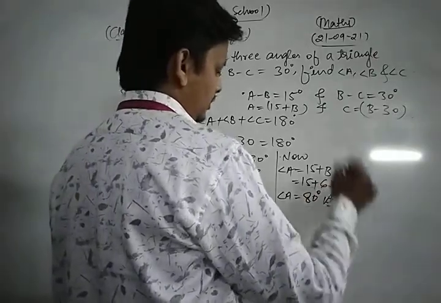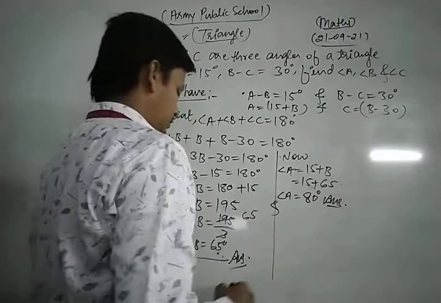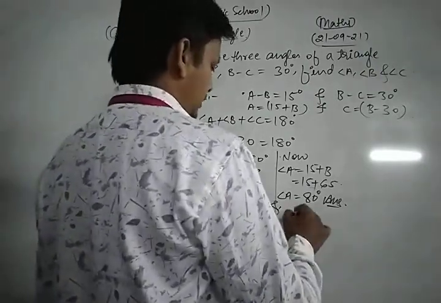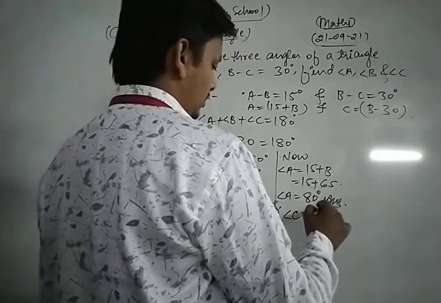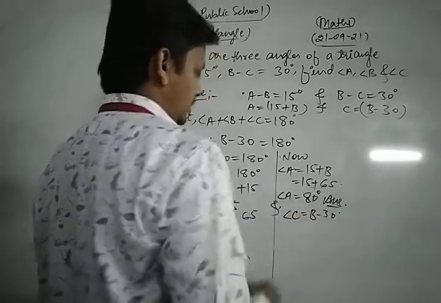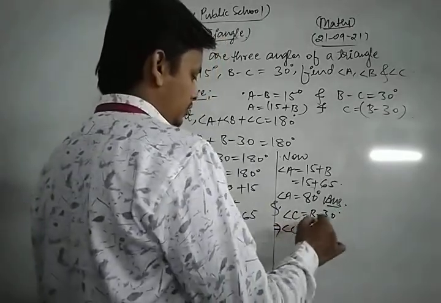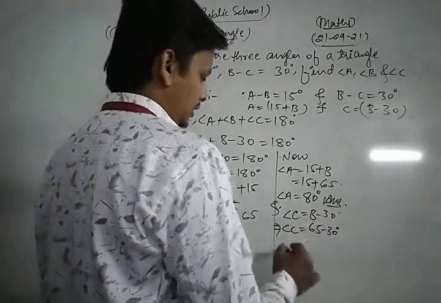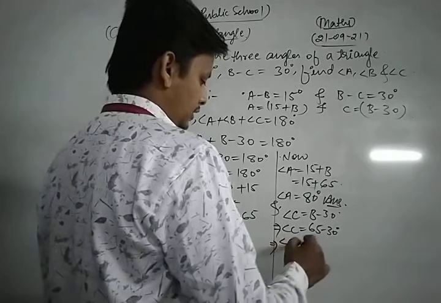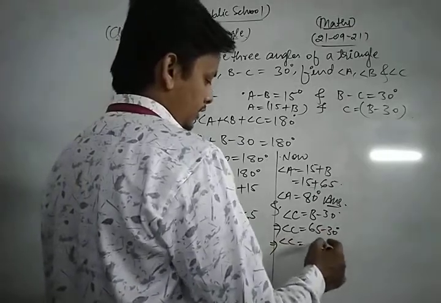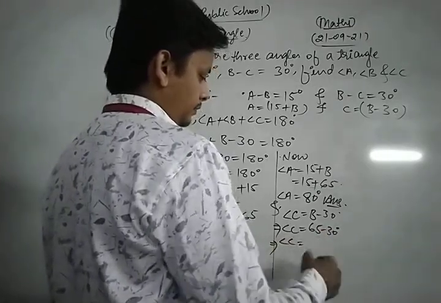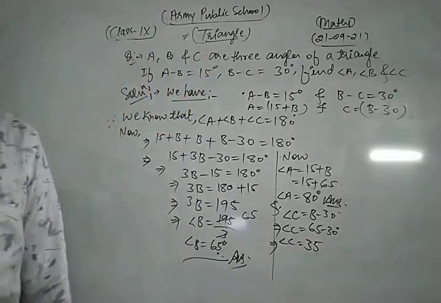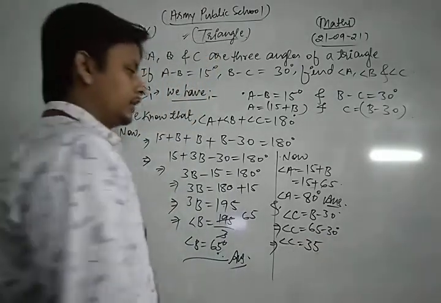80. This is the second one. And angle C. Angle C is what? B minus 30. Angle C is equal to B minus 30, so 65 minus 30 degrees. So angle C is 65 minus 30, which is 35. Okay, so the value of angle C is what?